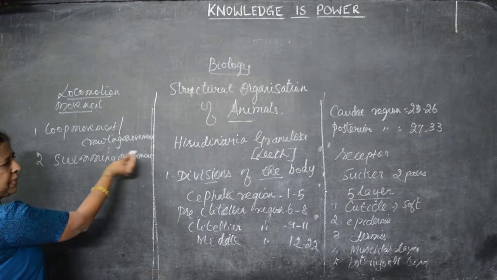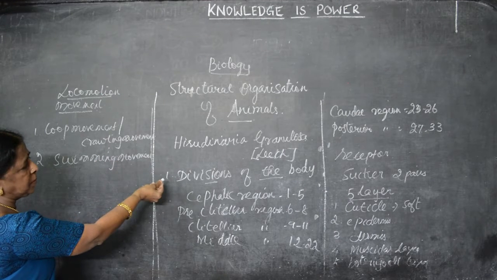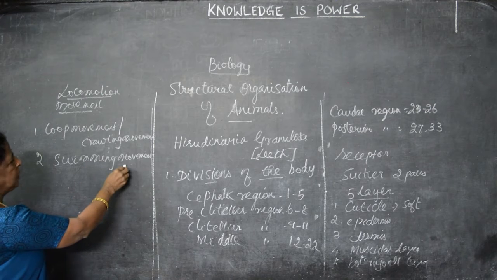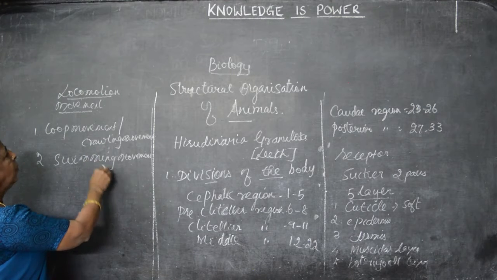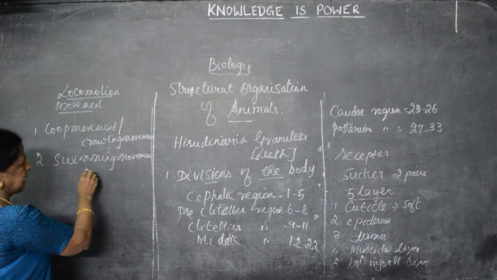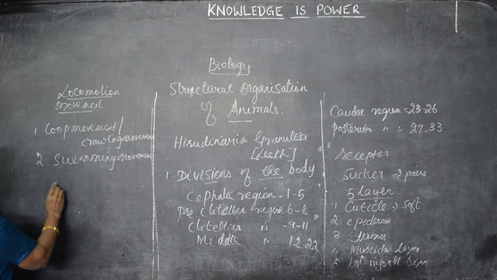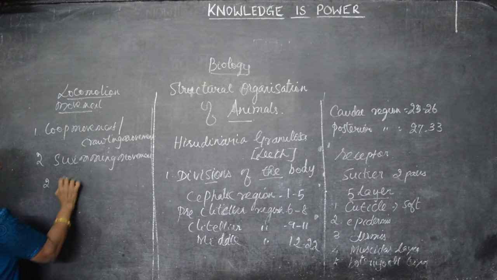So mostly, what is the habitat of this animal? Fresh water only. Because they are in the water, they can swim also. There are two types of movement I said. One is loop movement, the other one is swimming movement. Loop movement is otherwise known as crawling movement. Next to locomotion, we have to see a very important system, the digestive system.